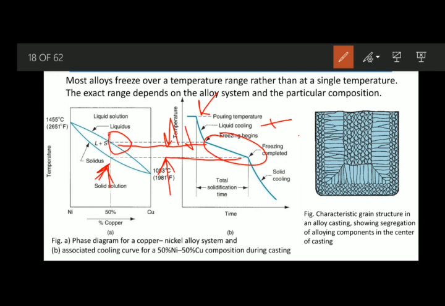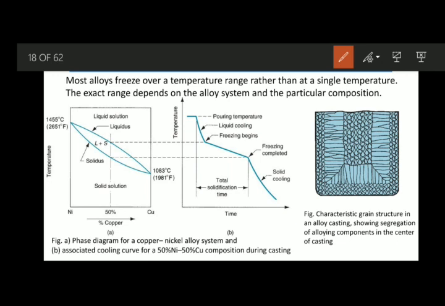And once the freezing is over, it's just like in the previous case. Here also, during the course of solidification, it is giving off the latent heat of fusion, and the phase change is taking place. Once this is over, there will be solid cooling. In this case, as we already know, the solidification is taking place over a range of temperature.